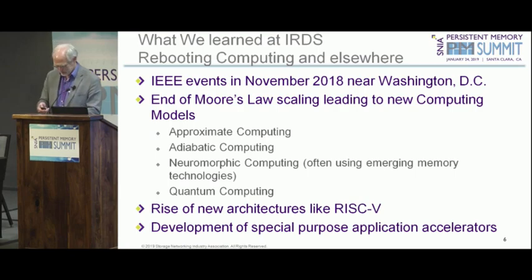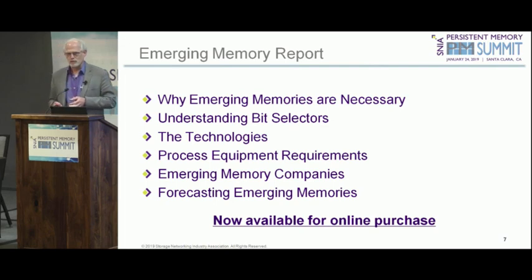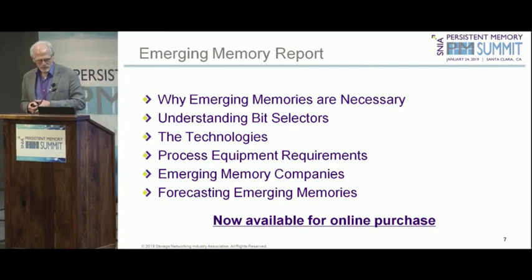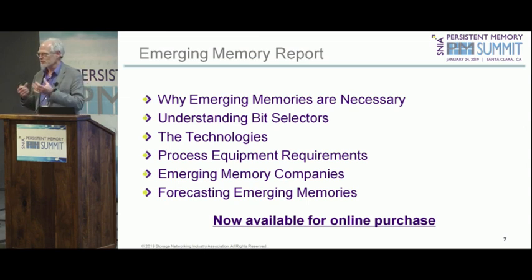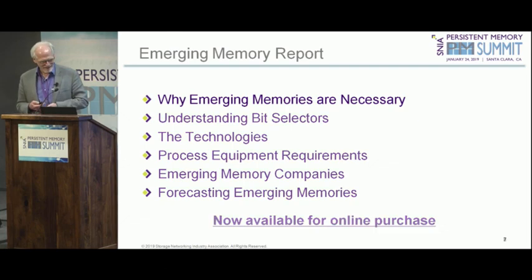And so Jim and I did an emerging memory report. We promised we'd cover some of the things in the memory report in here. And so here's the topic we're going to talk about: why emerging memories are necessary, understanding bit selectors, the technologies, the process equipment requirements to make this stuff, because it's a little bit added to the CMOS processes, emerging memory companies, and then forecasting emerging memories and where this stuff may grow. And if you're interested in this, we do have flyers on it.